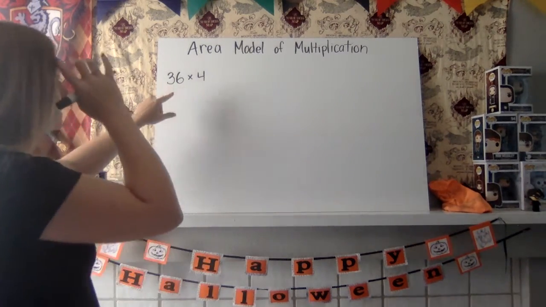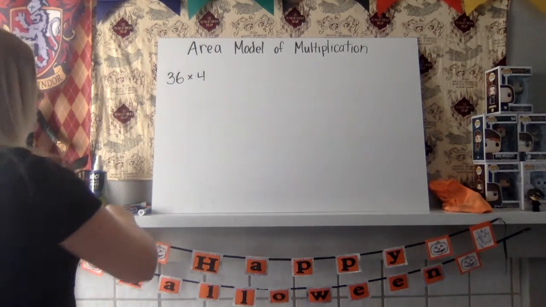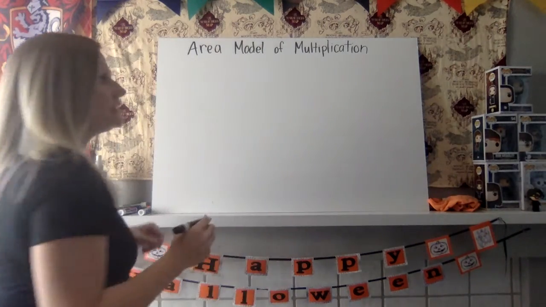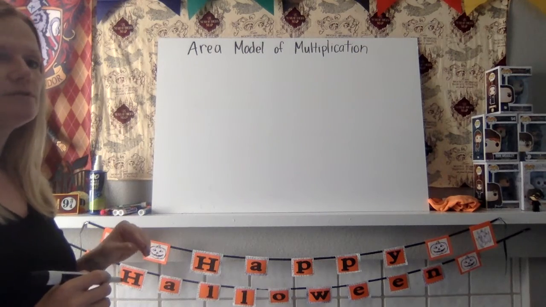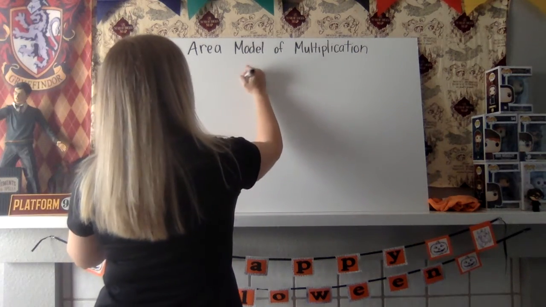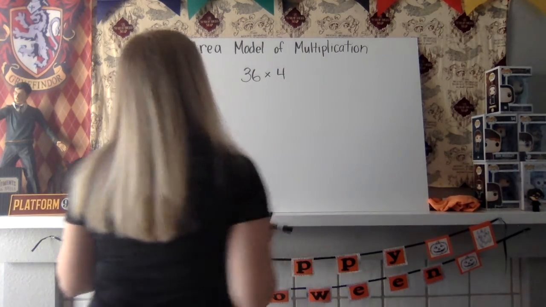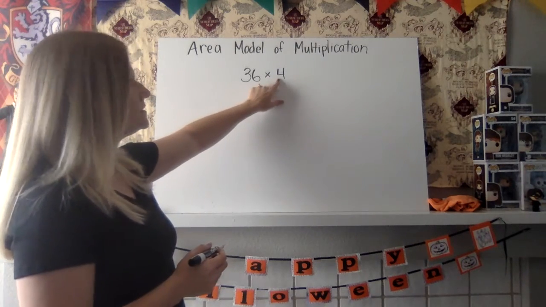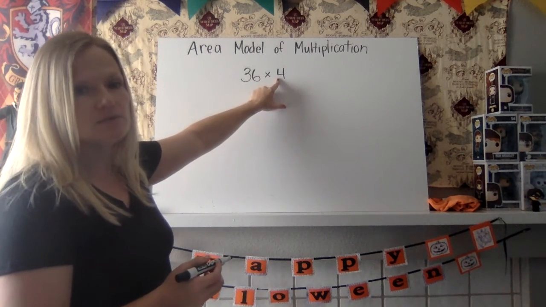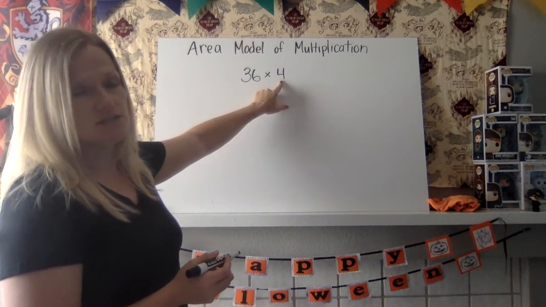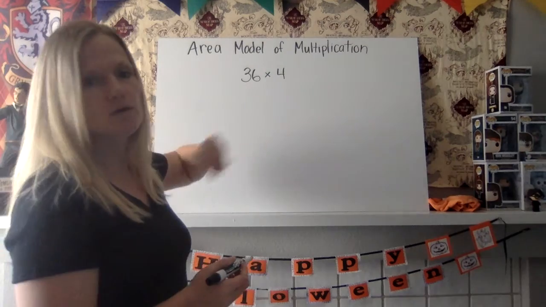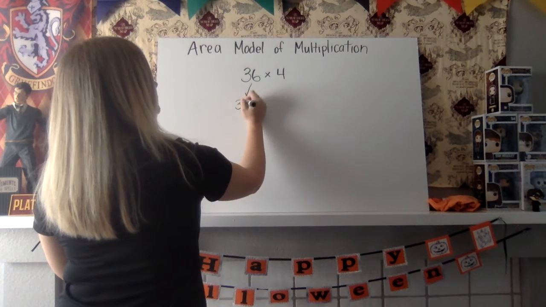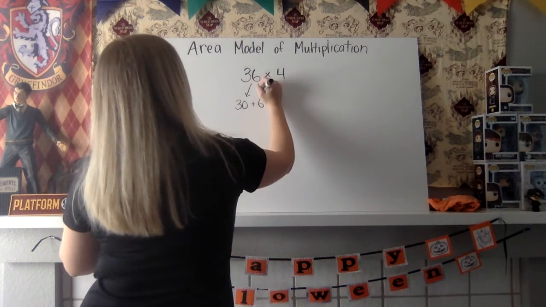So the first thing we need to do is decompose the numbers. The reason why we decompose the numbers is we're breaking it down into their place value spots. So we're almost doing expanded form. So I think I had 36 times 4. Whenever you have a number that has more place value spots than just the ones position, you are going to have to decompose the number. If you have a one-digit number, you do not have to decompose that number, okay? So 36 will decompose to 30 plus 6.